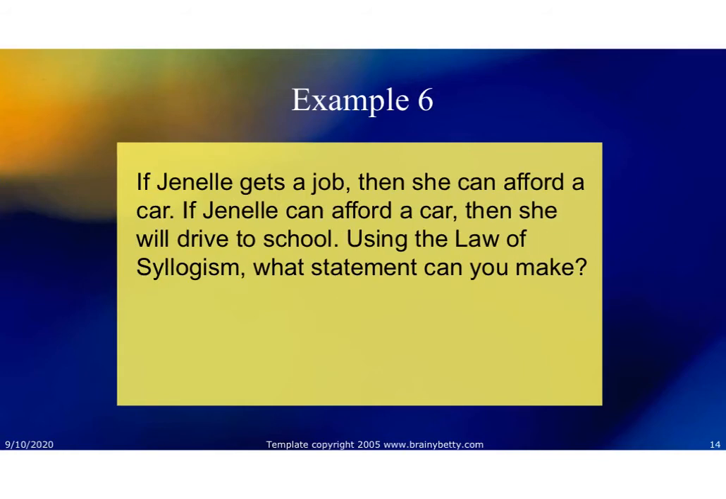Example 6. If Janelle gets a job, then she can afford a car. If Janelle can afford a car, then she will drive to school. Use the law of syllogism. What statement can you make, okay? So again, take out your highlighter. Highlight in blue the common hypothesis and conclusion. So if Janelle gets a job, then she can afford a car. If Janelle can afford a car, then she can drive to school. Well, the consistent one is she can afford a car. If Janelle can afford a car, then she will drive to school.